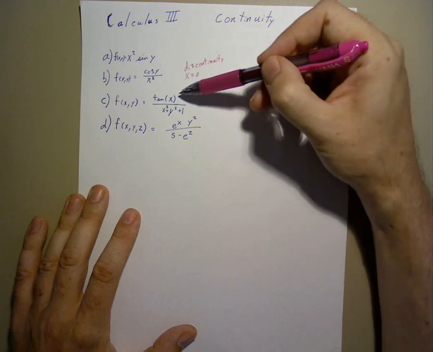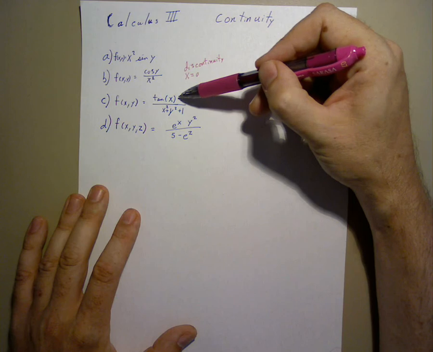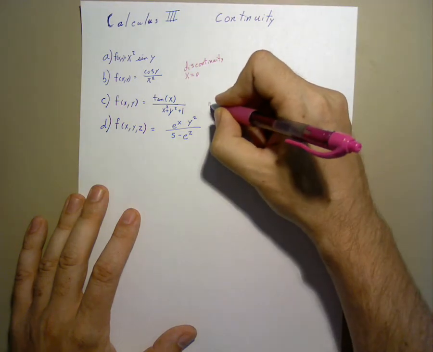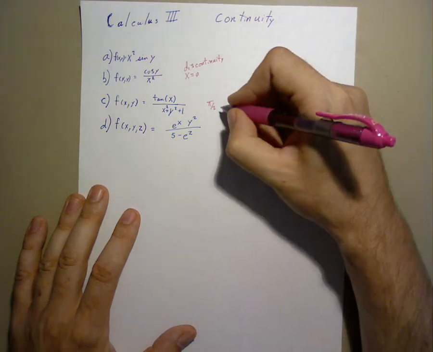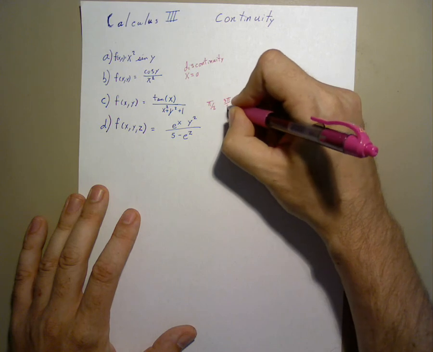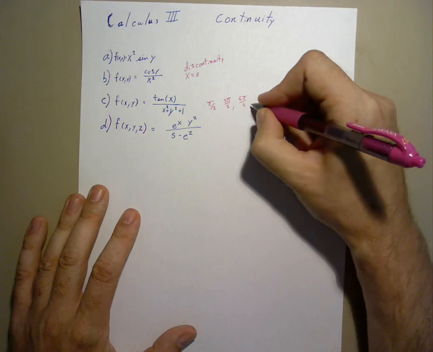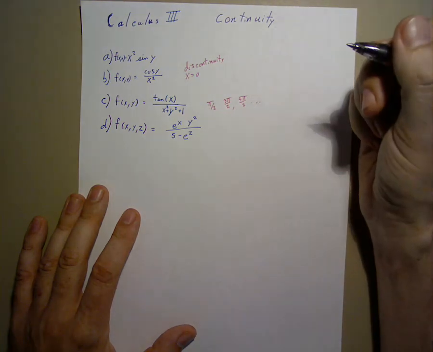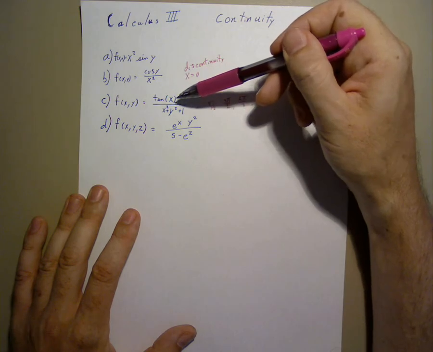In contrast, though, tangent x is undefined at pi over 2, 90 degrees. Also at 3 pi over 2, 5 pi over 2, etc. Because tangent is undefined at those points.